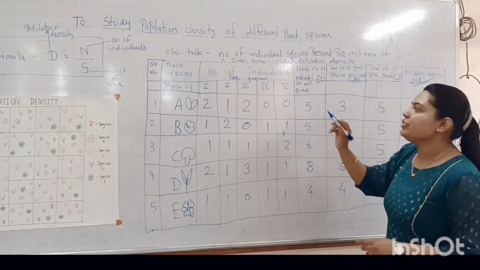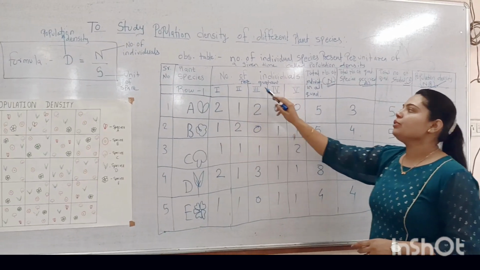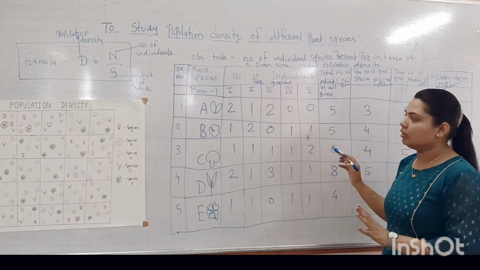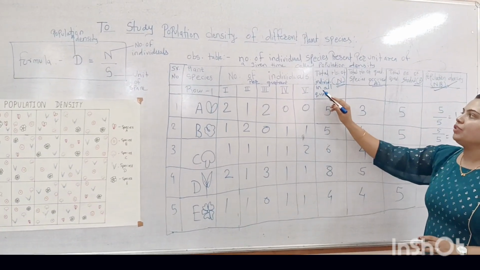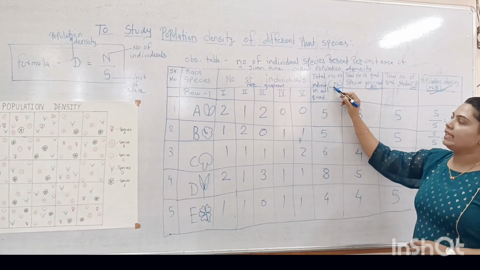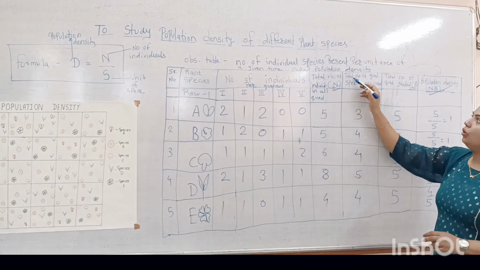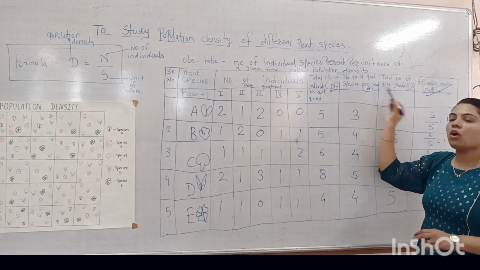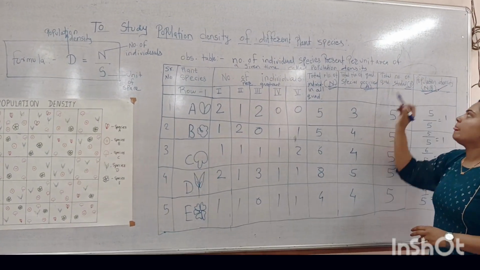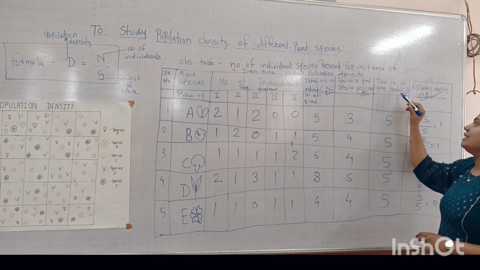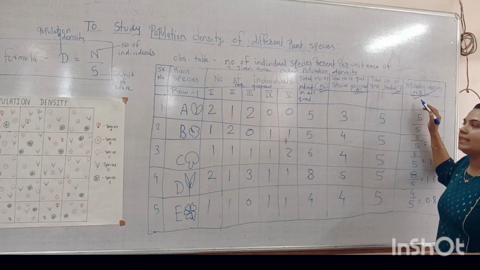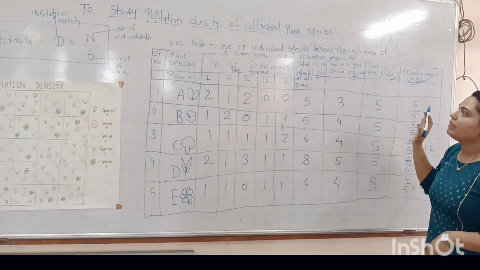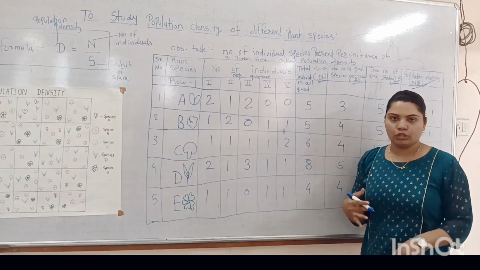Now in the chart, row 1 has quadrants 1, 2, 3, 4, 5. The total number of individuals in all quadrants, that is N. Next, the total number of quadrants in which the species occurred, that is A. The total number of quadrants studied, that is B, and the population density formula, that is N by V, as per mass by volume.